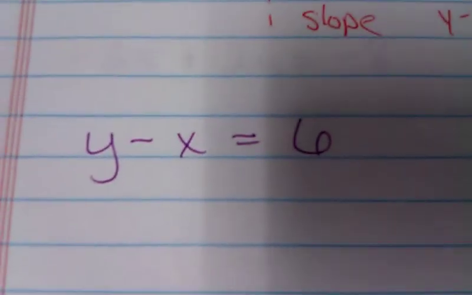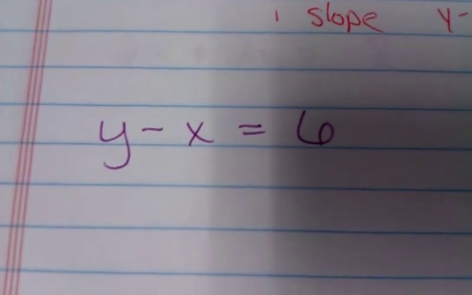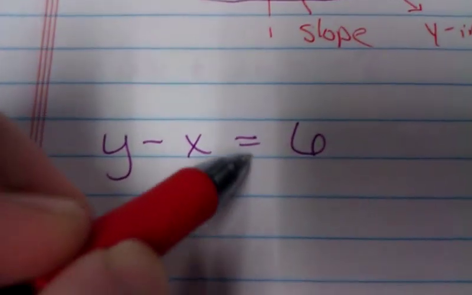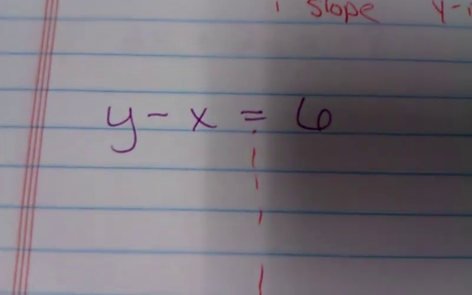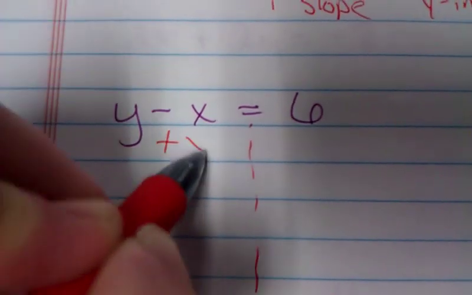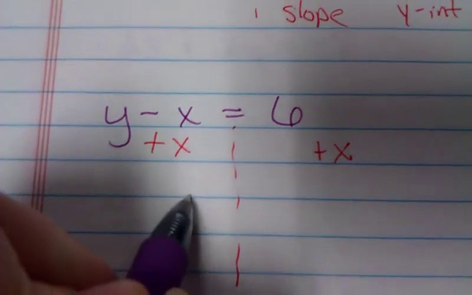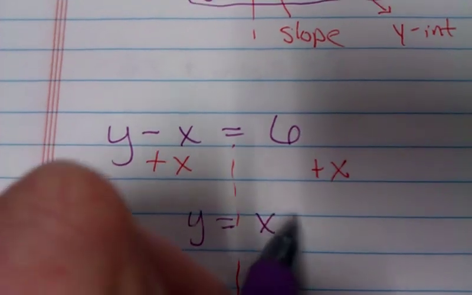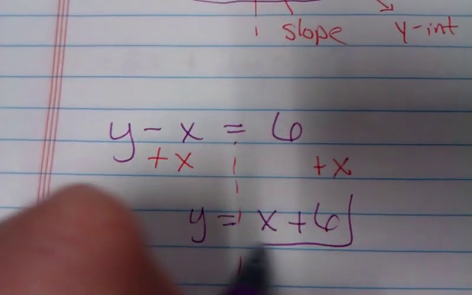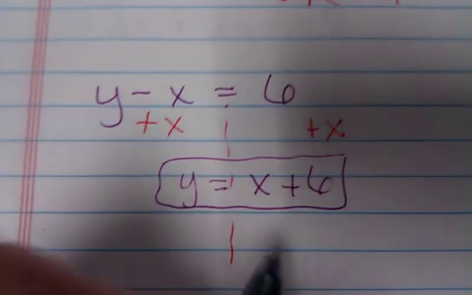There's the next problem. If I were you, I would pause the video and try and solve for y. Right here I draw a line at the equal sign to balance my equation. I will add x to each side. I get y equals x plus 6. There is my equation in slope-intercept form.